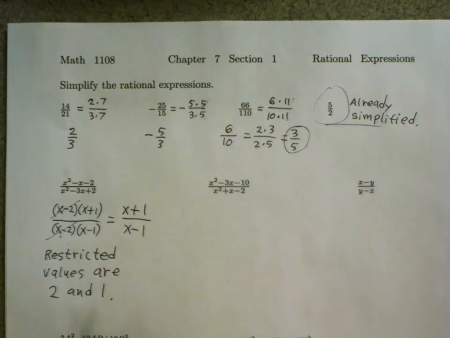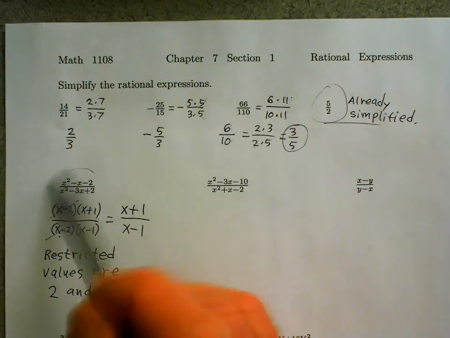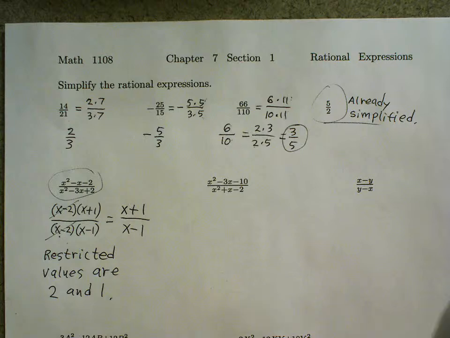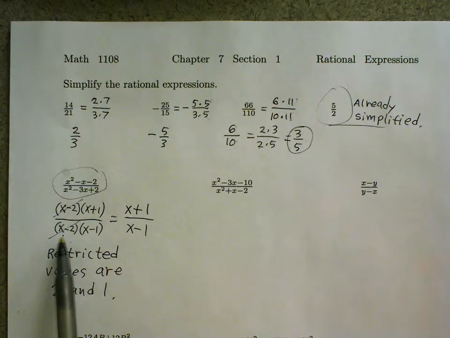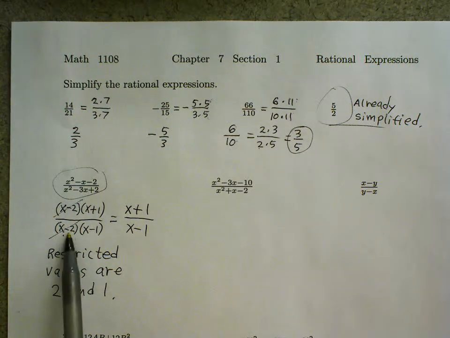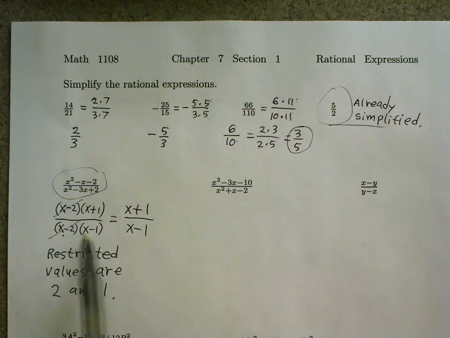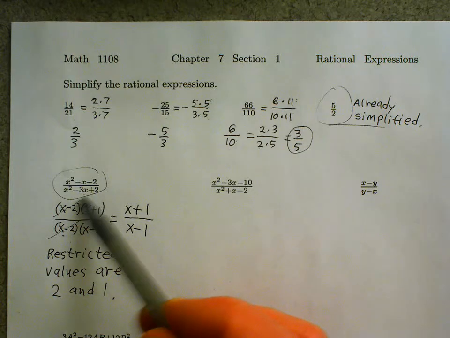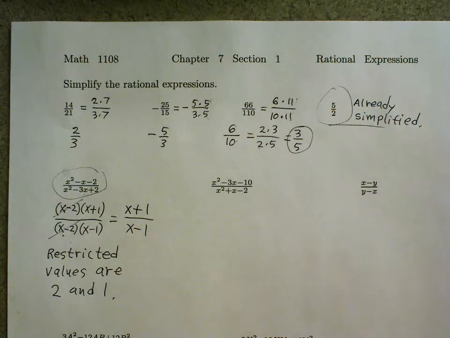Because we keep in mind what we started with. In the original rational expression, the denominator has x minus 2 as a factor. So 2 is a restricted value. Even though the factors x minus 2 divided by x minus 2 cancel out, we still include 2 as a restricted value because we began with 2 as a restricted value. So that is an important detail to remember.